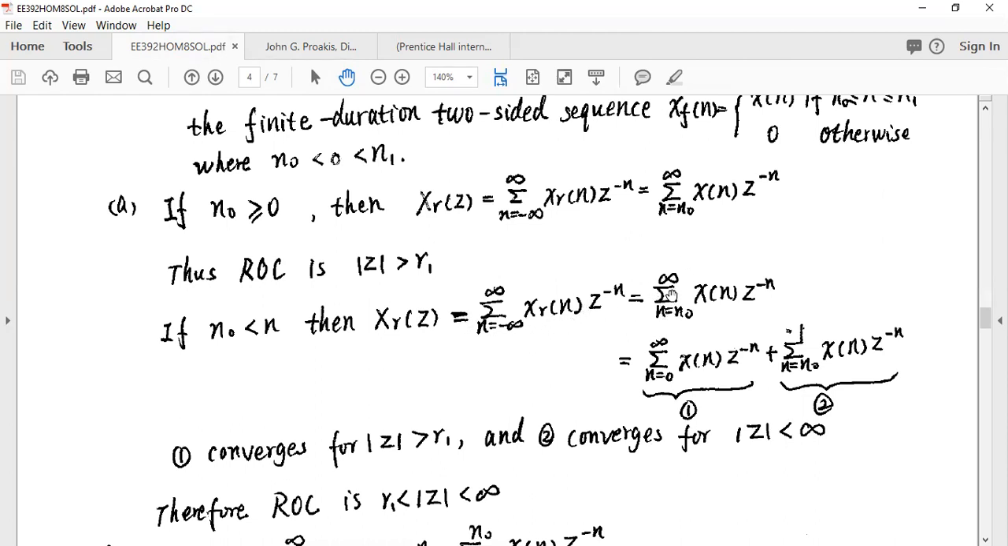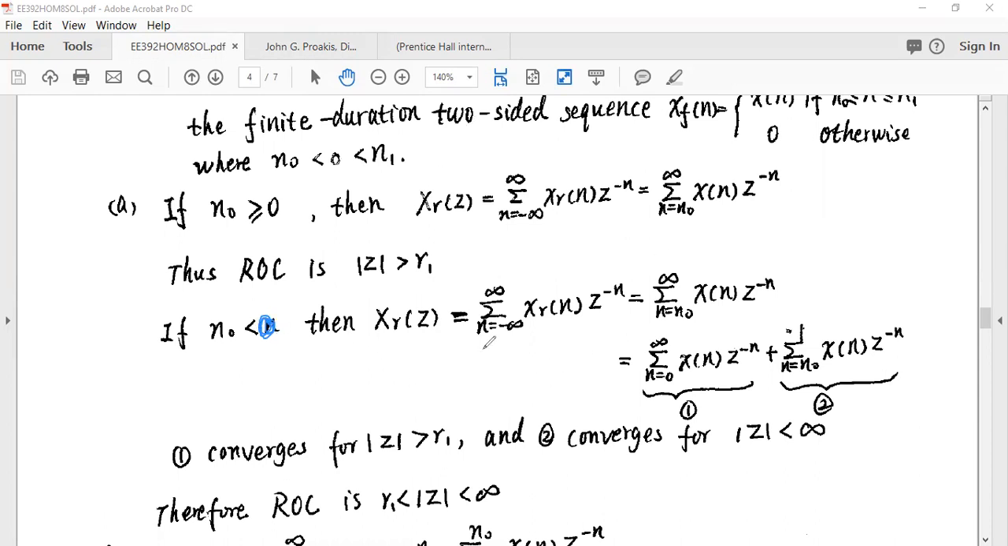again the same sequence. It starts from n is equal to n naught, and the upper limit is infinity. The only difference is that now the n naught value is less than 0. So there is a correction in this particular solution. What happens if n naught is less than 0?